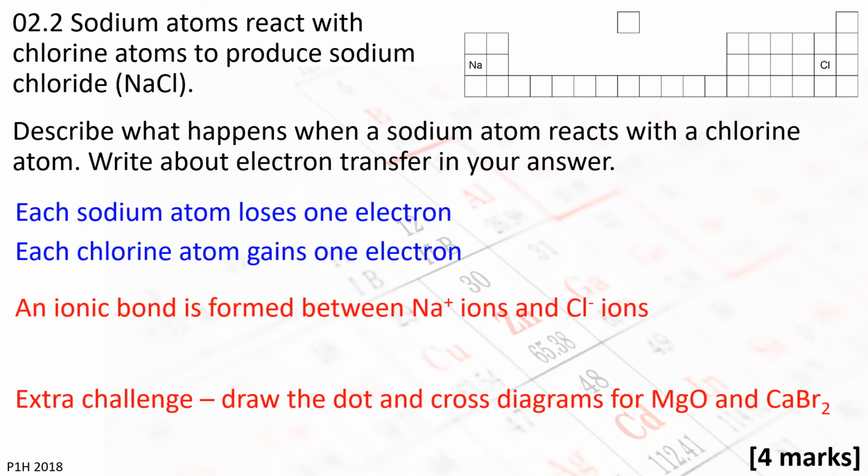Let's address the question. Each sodium atom loses 1 electron. Each chlorine atom gains 1 electron. You could also state that an ionic bond is formed between Na+ ions and Cl- ions. If you want to, you could try drawing the dot and cross diagrams for magnesium oxide and calcium bromide as an extra challenge.